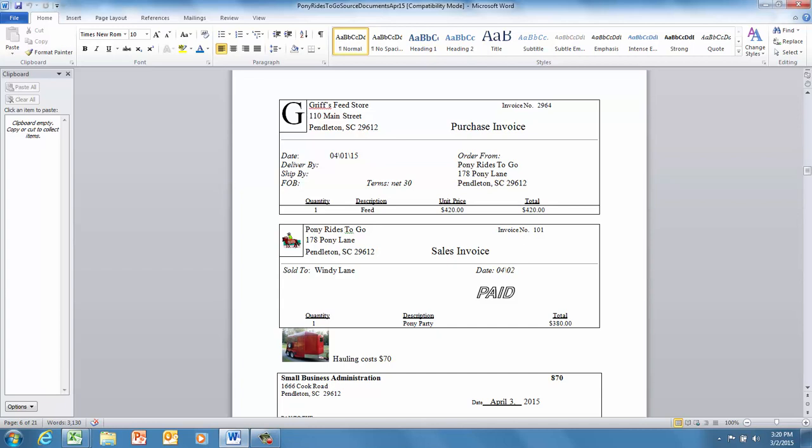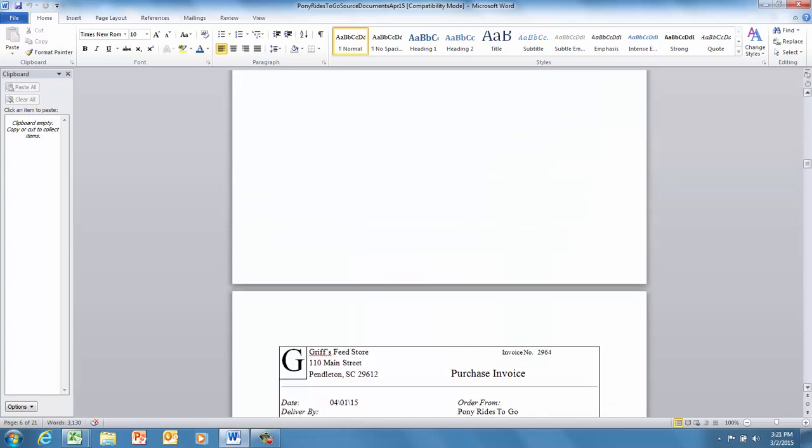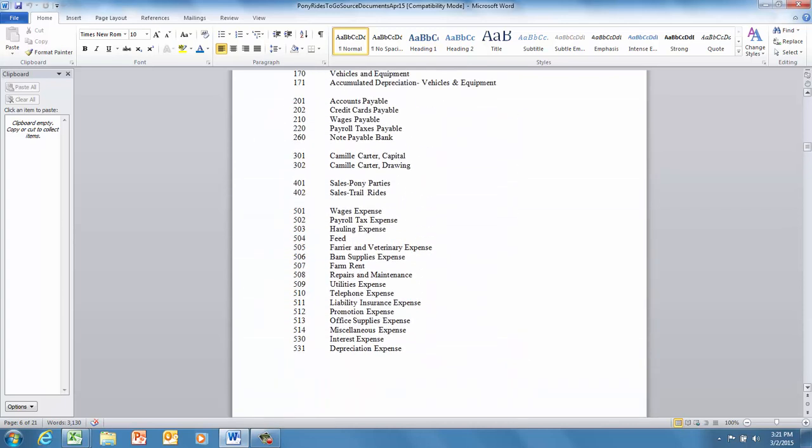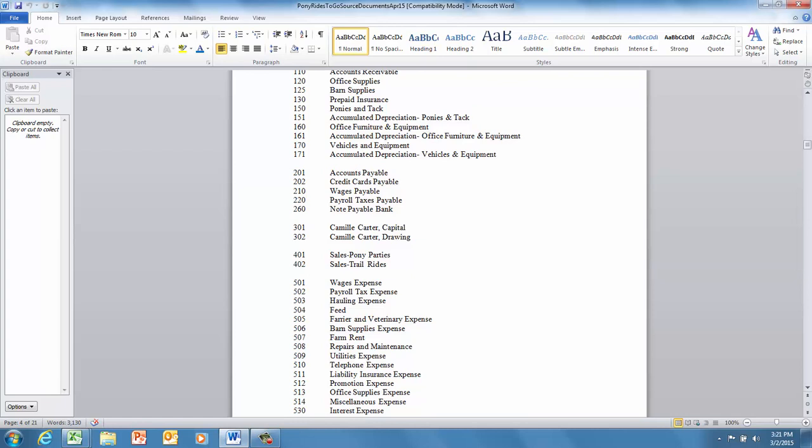Now, what do we do when we are receiving feed? So we're going to take a look at our chart of accounts, and we see there's accounts payable. What do we do for feed? Now, when you buy supplies, you purchase the supplies, you own the supplies, and you put them in an asset called supplies. And we have up in the supply section an asset called office supplies and one called barn supplies. However, there's not one called feed supplies.